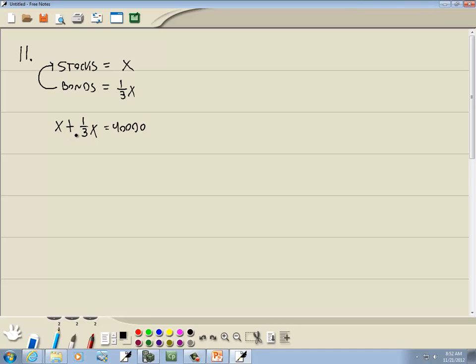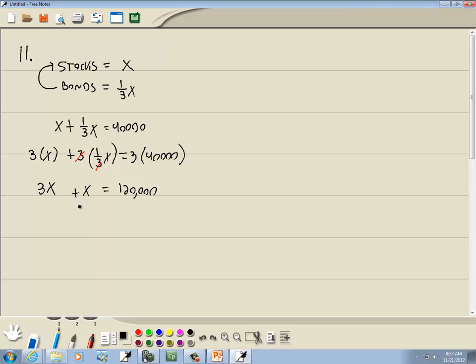Let's first go through and get rid of fractions, and then we'll combine together like terms. Well, first step is get rid of parentheses. Don't have any. Second step is get rid of fractions. We do have a fraction. Multiply everything by the LCM of all your denominators. Only have one denominator, the 3, so multiply everything by 3. So 3 times x, 3 times 1/3 x, and 3 times 40,000. So that gives us 3x. Here the 3's cancel. We got 1x, or x, is equal to 120,000.